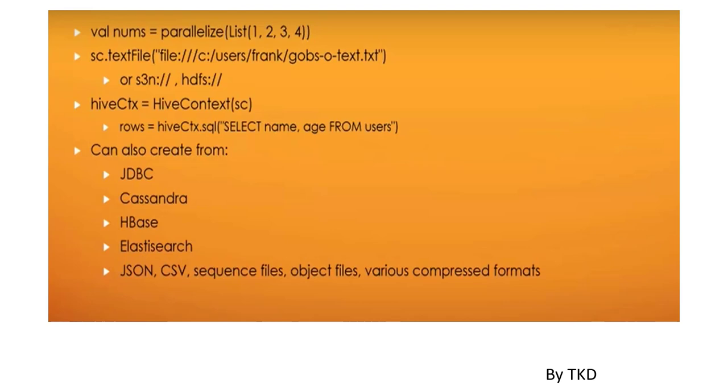And there are a lot of other data sources which you can integrate with Spark and create RDDs from, including JDBC, Cassandra, HBase, Elasticsearch, or a JSON file, CSV file, sequence files, object files, and various other compressed formats.